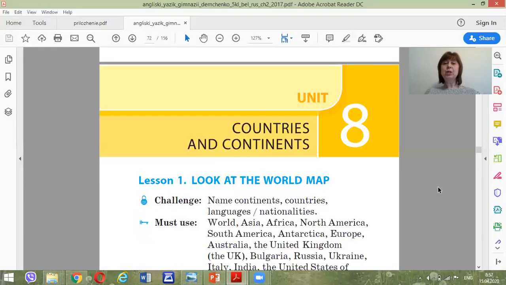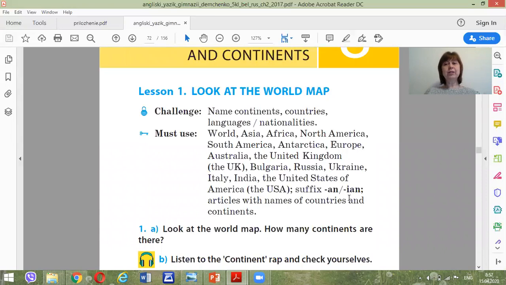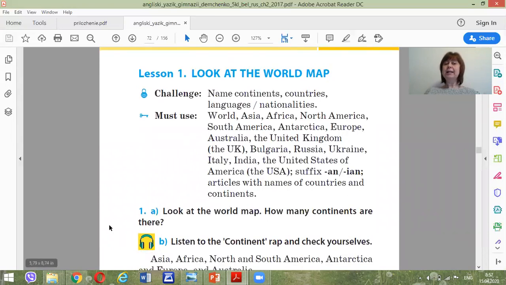We are starting Unit 8, Countries and Continents. Belarus and Britain are countries. Africa and America are continents. How many continents are there? Exercise 1A. Look at the world map and answer the questions.